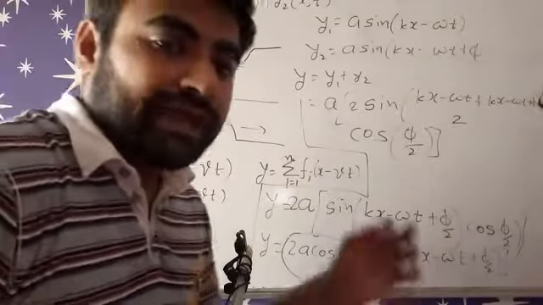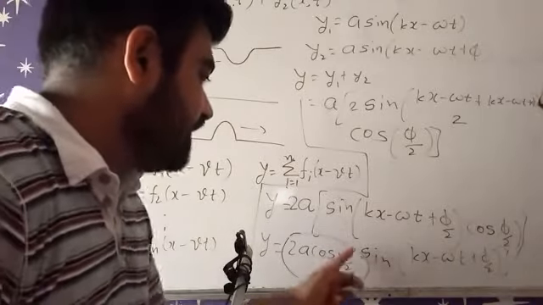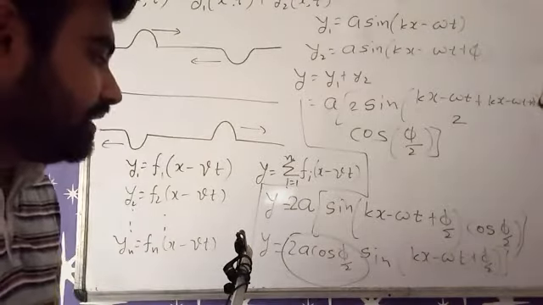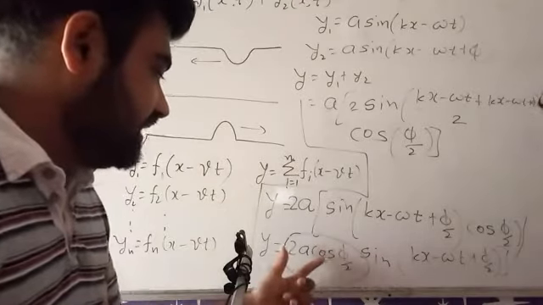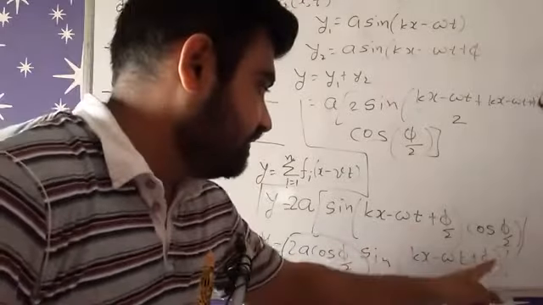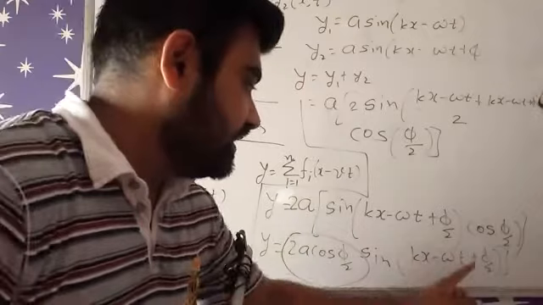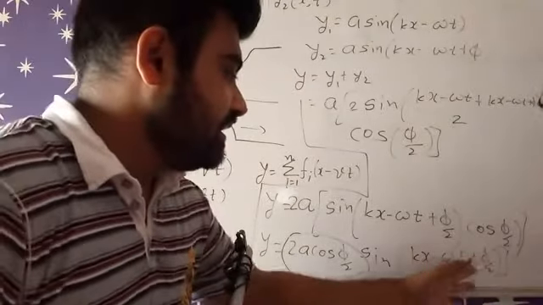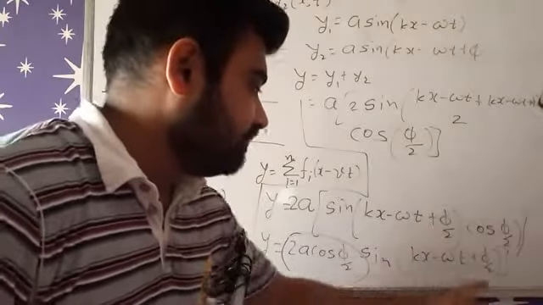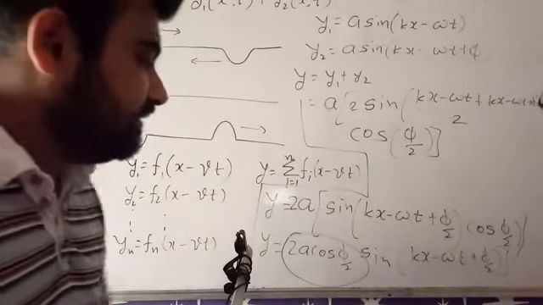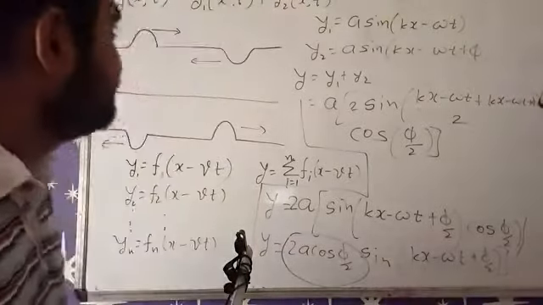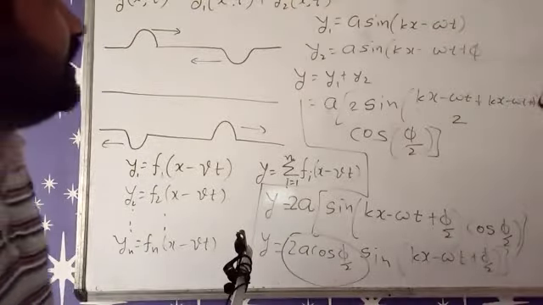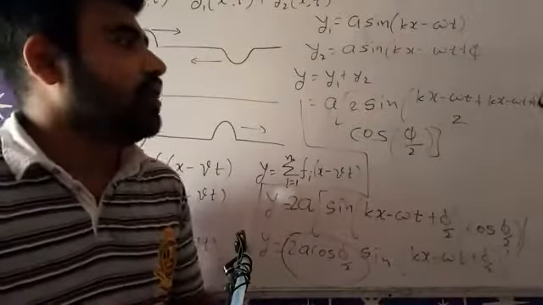We get maximum amplitude when phi is 0. Here we are getting maximum amplitude, so phi will be 0, and we are left with kx minus omega t. When phi is 0, phi vanishes from this particular phase term, and we are left with this equation only. So that is the principle of superposition of waves.